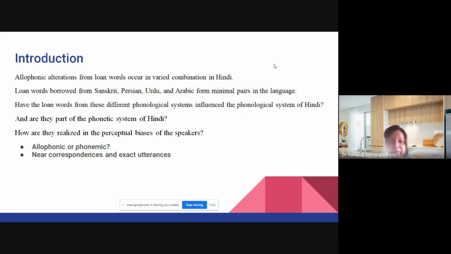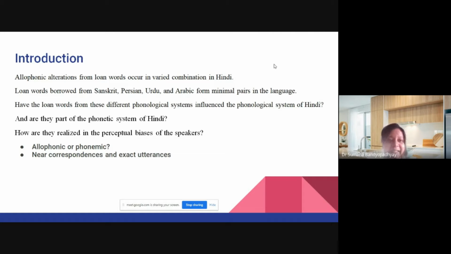these loan words have come into Hindi from a different phonological system, and they have become part of the Hindi phonological system. I would also discuss how they are realized by the speakers. According to the speakers, are they allophonic or phonemic? And if they are allophonic, are they near correspondences or exact utterances?